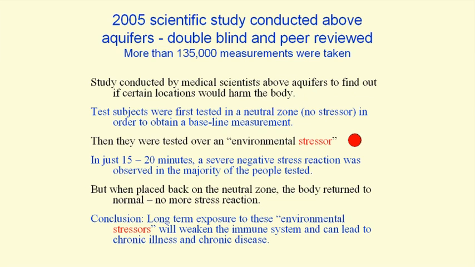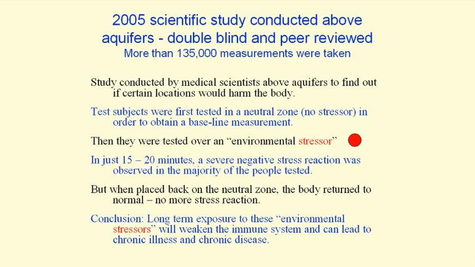In 2005, they conducted a scientific study above aquifers. It was a double-blind and peer-reviewed study. There were more than 135,000 measurements taken in this study. And before I get any further, I want to point out the red dot. That red dot we're going to be using from this point forward in the presentation. And that dot represents locations where the environmental stressor is.